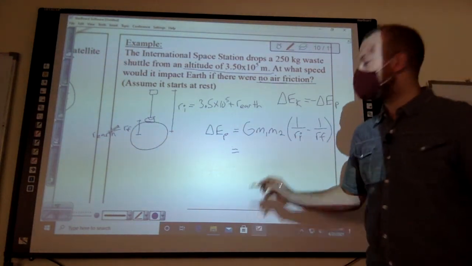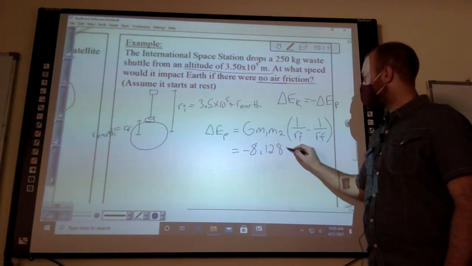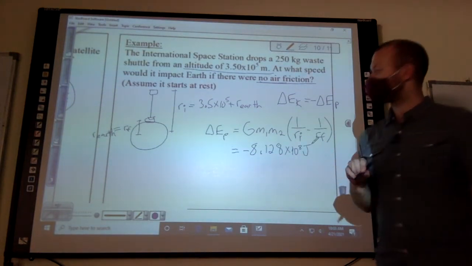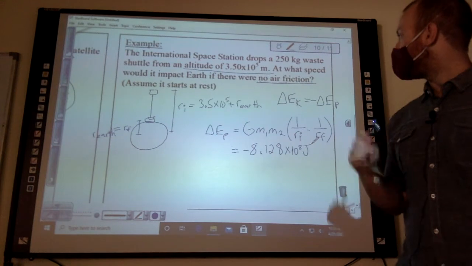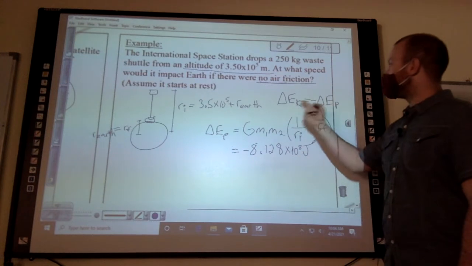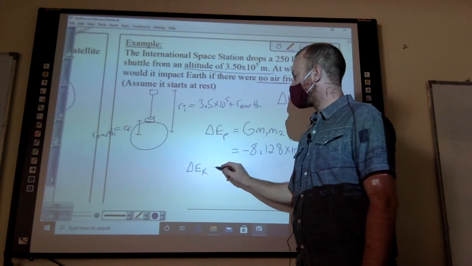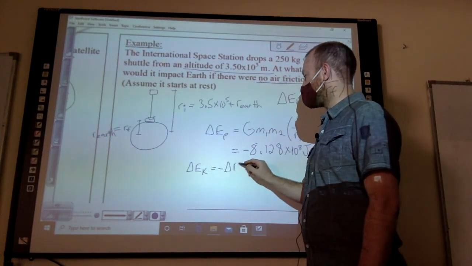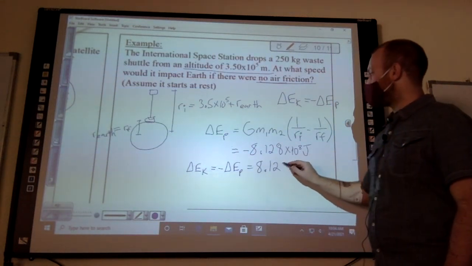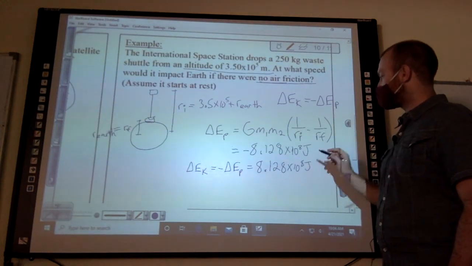So this would give me negative 8.128 times 10 to the 8 joules. So from this, I can figure out change in EK. We have this expression. So change in EK is simply equal to negative change in EP, which is therefore positive 8.128 times 10 to the 8 joules.